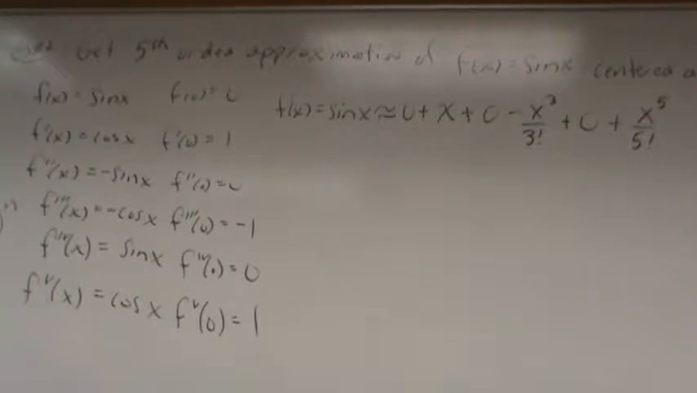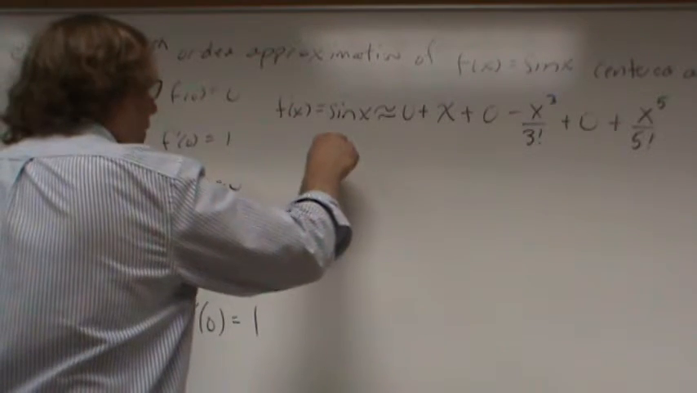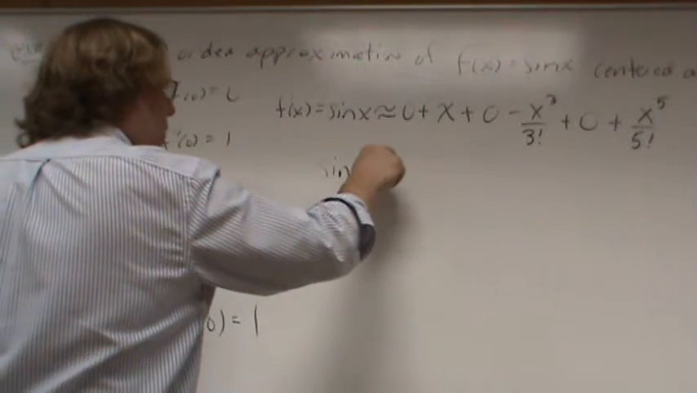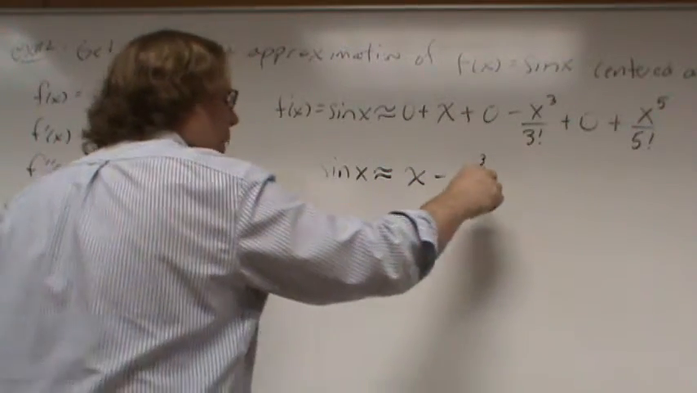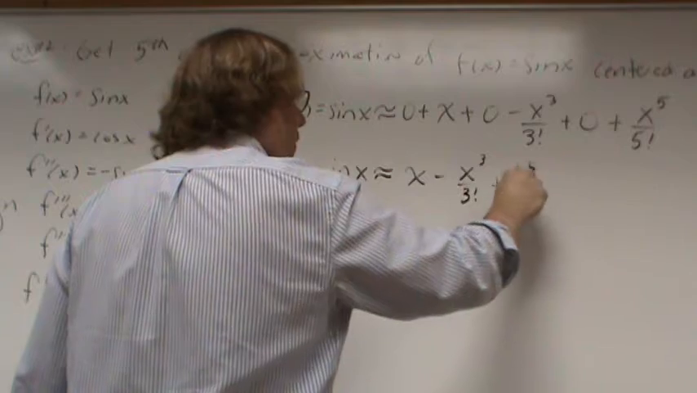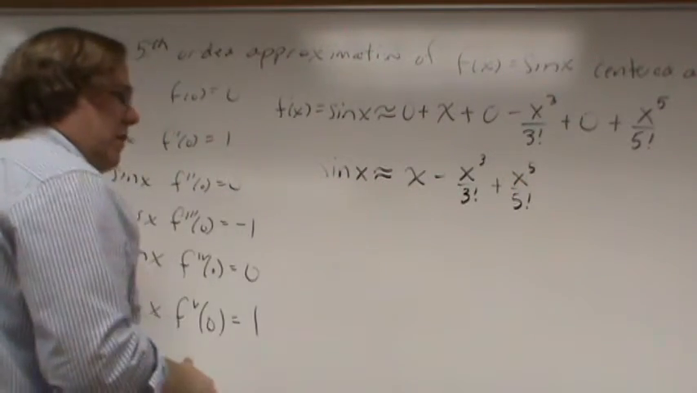I know I went pretty fast, but how many people got that? Okay, just like 3 or 4 of you. So we're going to have to do many more. Is there any question or problem on this? Okay. And so I can simplify it, of course. Sine of x is approximately equal to x minus x to the third over 3 factorial plus x to the fifth over 5 factorial. Alrighty.